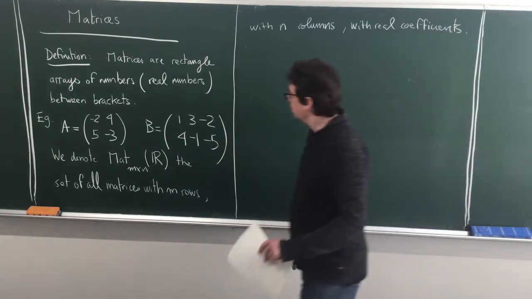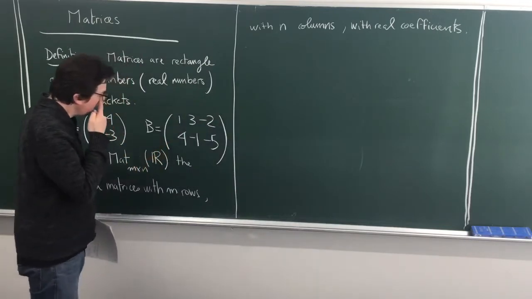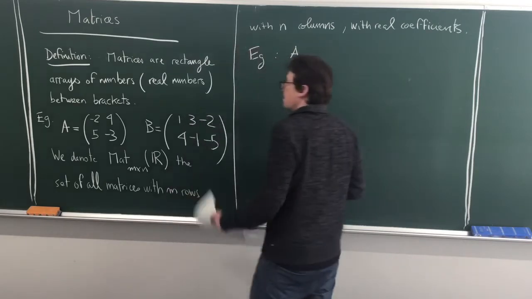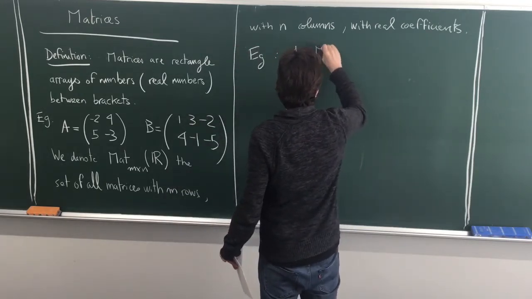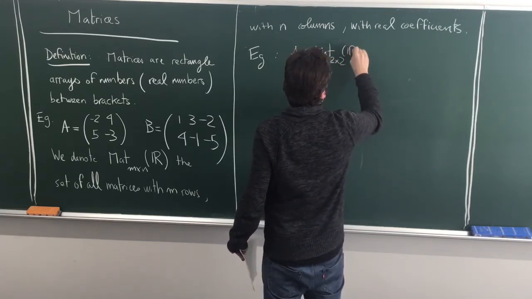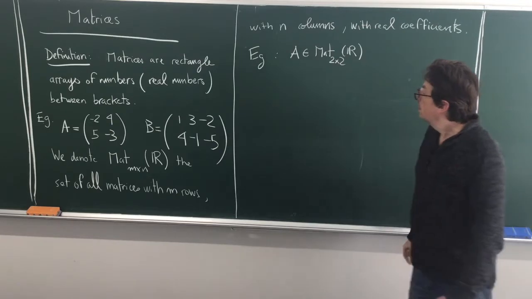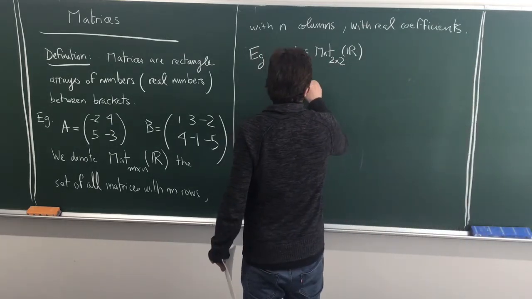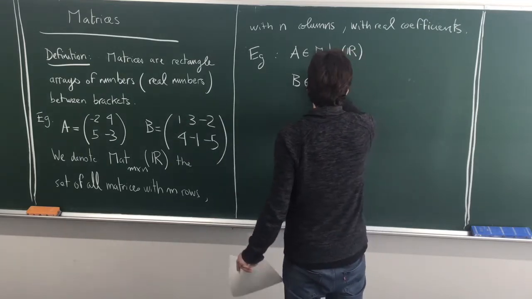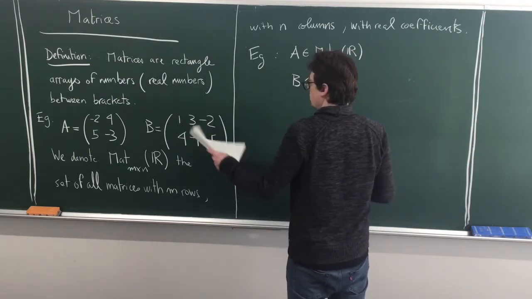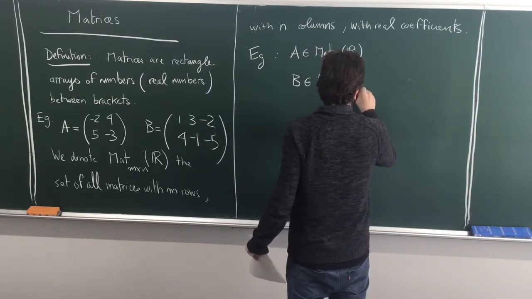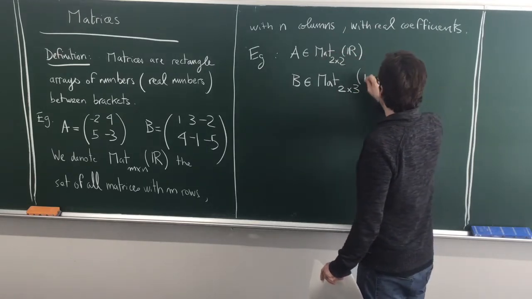Okay, so for example, let's see. With our previous example, A will typically be an element of Mat 2 by 2 with coefficients in R. And B, in the case of B, we have 2 rows and 3 columns. Therefore, this is an element of Mat 2 by 3 in R, where 2 is the number of rows and 3 is the number of columns.